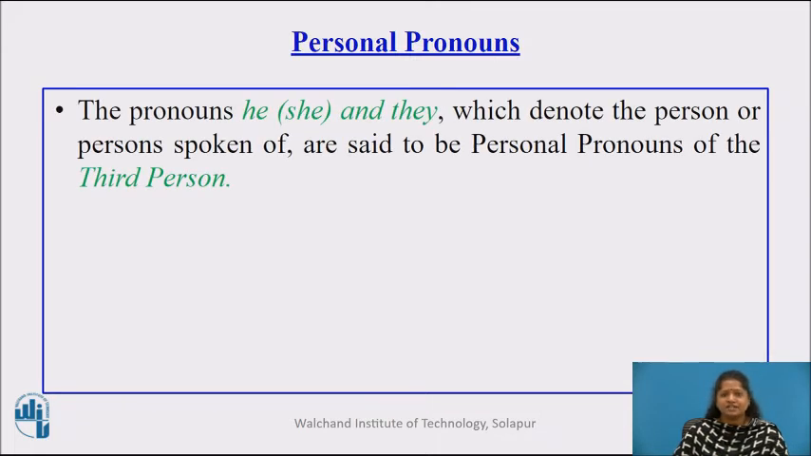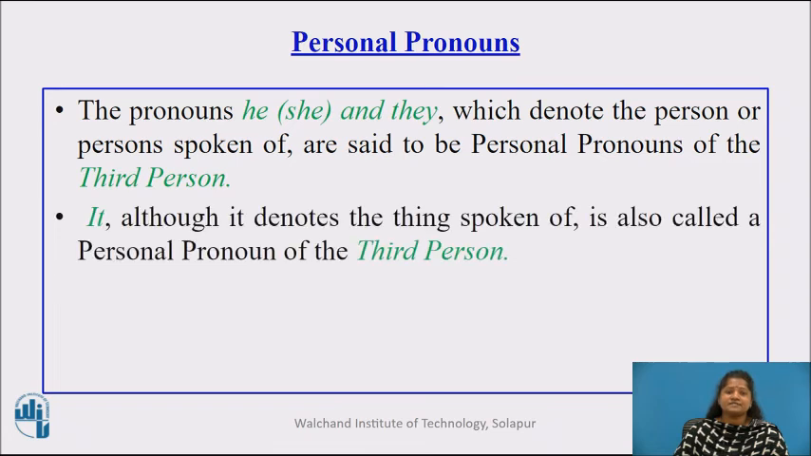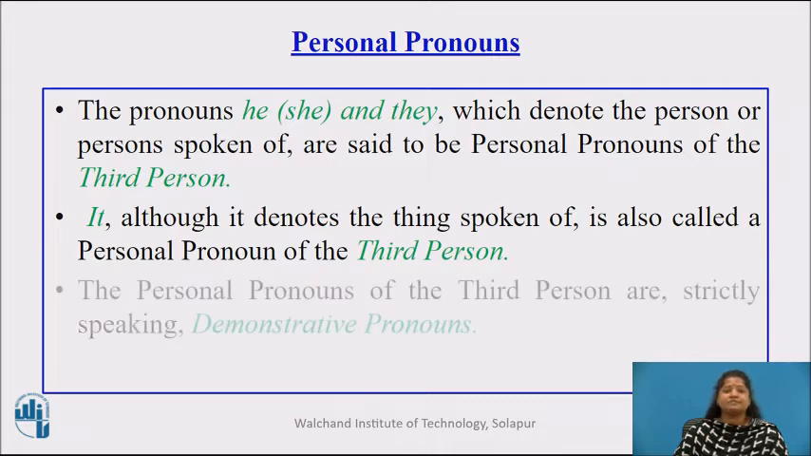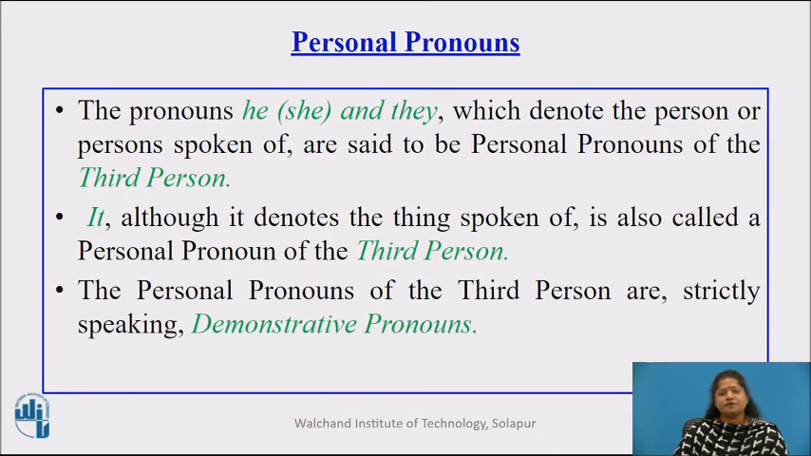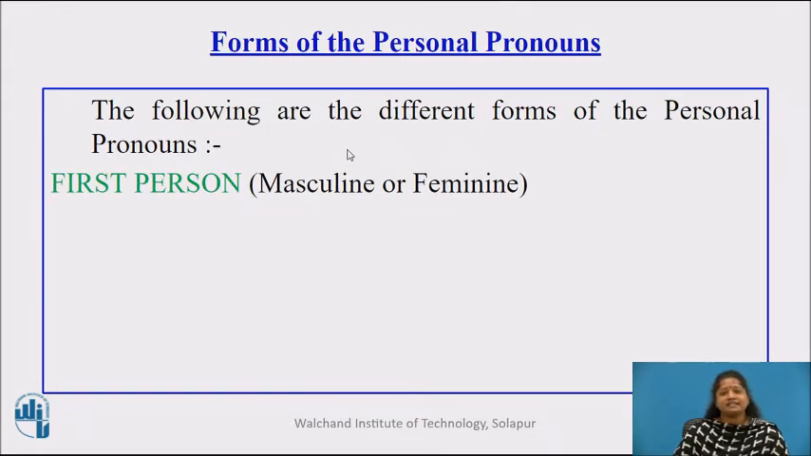The pronouns he, she and they, which denote the person or persons spoken of, are said to be personal pronouns of the third person. It, although it denotes the thing spoken of, is also called a personal pronoun of the third person. The personal pronouns of the third person are, strictly speaking, demonstrative pronouns. Let us see some of the forms of the personal pronouns. The following are the different forms of the personal pronouns.